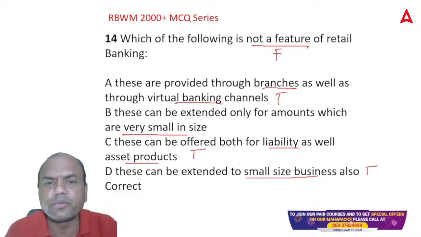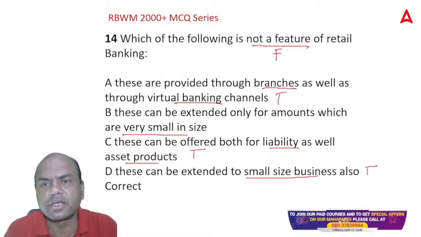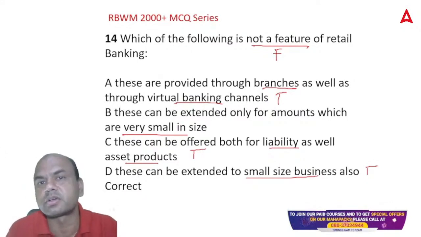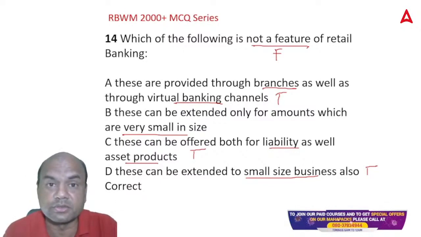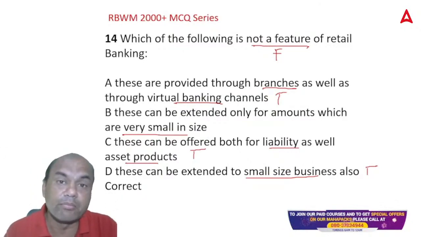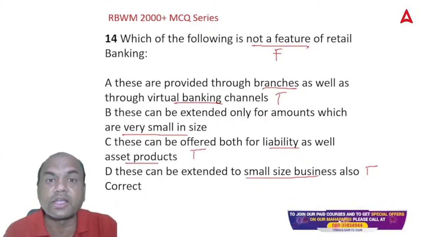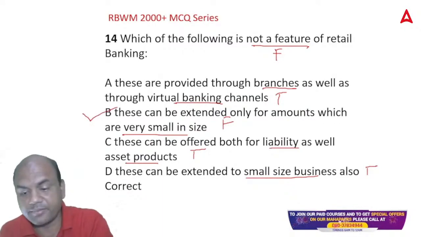Is this the answer? No. Why? Because in retail banking, nowadays you purchase a housing loan. Minimum housing loan in metro cities is what? What is the cost of a house in metros? 1 BHK flat, 2 BHK flat in Mumbai and Delhi, they go for around what? 1.5, 2 crores? So if I give even 75% of that, is this a very small size? No, this is false. So the answer is B, because we want not a feature, we want false only, correct?